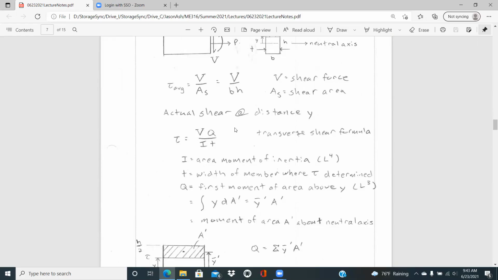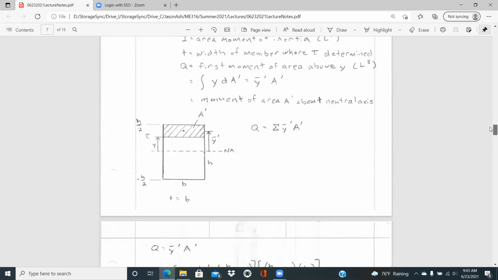And this gets into another area that you don't commonly include in the analysis. So it's easy to forget. And it's just a matter of looking back at your notes or the textbook if you're concerned about this and needing to take into account the transverse shear stress.